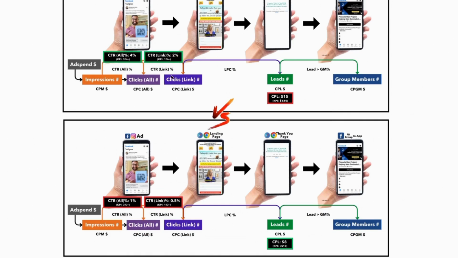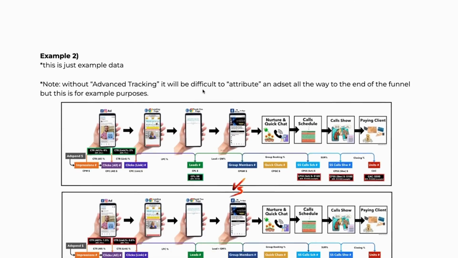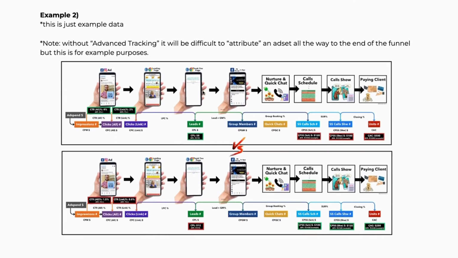Let me go ahead and give you another example. Let's say, for example, you do have the advanced tracking setup in which you are able to attribute back to the ad set and back to the ad exactly the customer and the call. Now, again, that requires a lot more tech setup and a lot more advanced tracking, okay? So again, if we need the tech tutorials, we can always make those.